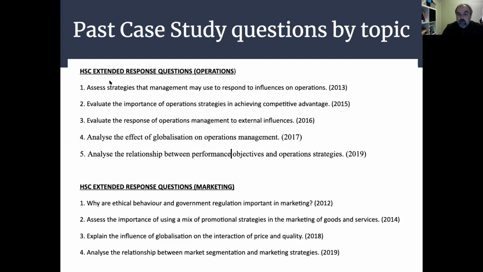If we have a look across the board, all 5 questions in some capacity are asking for strategies. So it's a given you need to know the strategies in each topic well. Assess the strategies to respond to the influence. Sounds pretty similar to 2016. Evaluate the importance of the strategies for competitive advantage. The responses of management, pretty much strategies to influences. The effect of globalization on management could be processes, but it's probably easier to do strategies. And then obviously this is a strategy on the strategies. Okay, so worth thinking about.